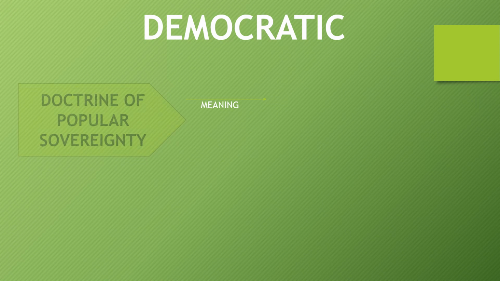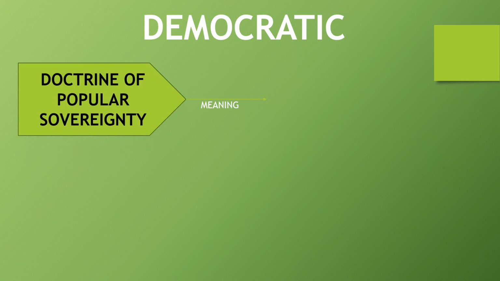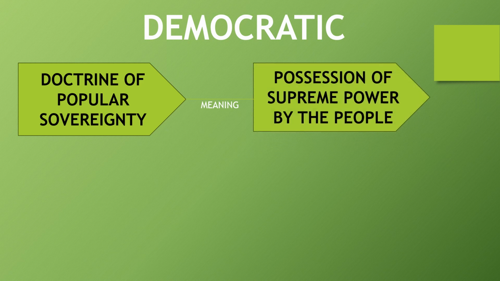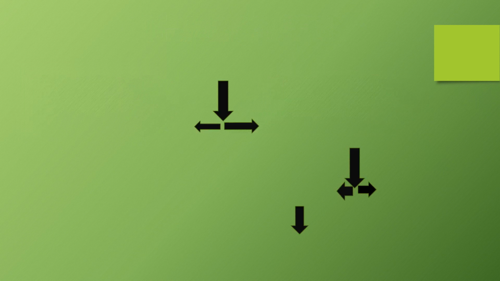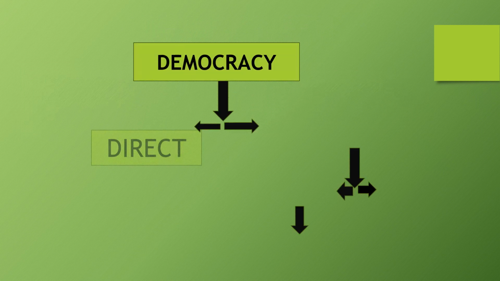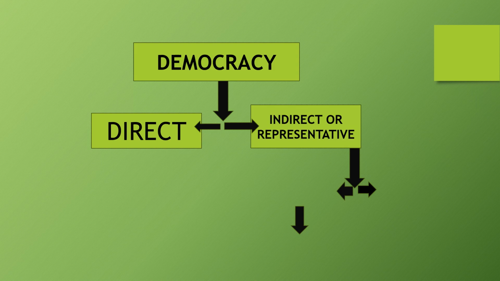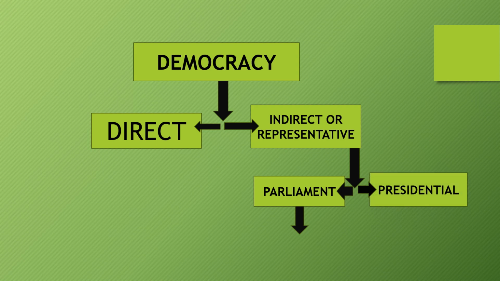Next keyword is democratic. Democratic means nothing but it is based on the doctrine of popular sovereignty, which means the possession of supreme power by the people. Democracy is of two types, that is direct and indirect or representative democracy. Indirect or representative democracy is divided again into two, that is parliamentary and presidential form of democracy. And we in India follow the indirect or representative parliamentary form of democracy. Direct democracy is followed in countries like Switzerland, whereas the presidential form of democracy is followed in the USA.